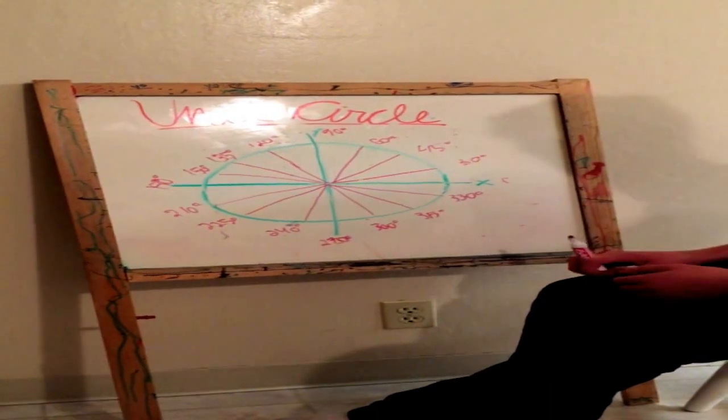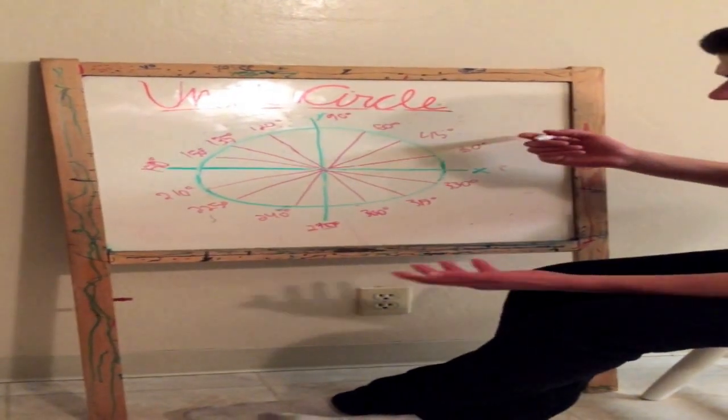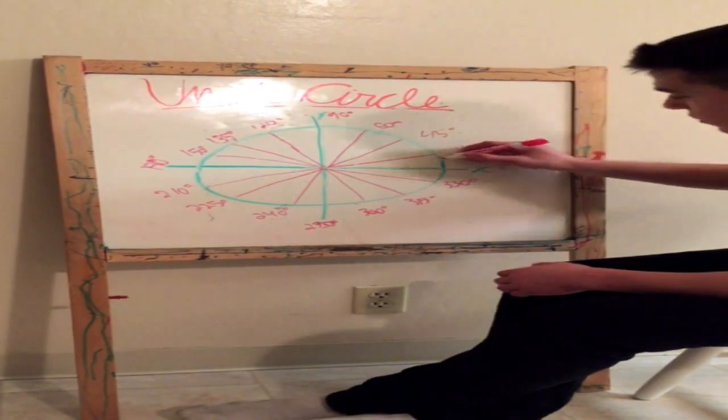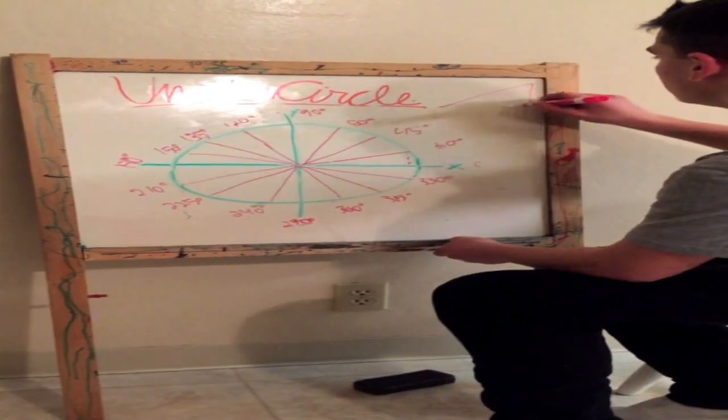So now to find the coordinates, the trick is basically to make triangles, and you memorize 30, 60, 90 triangles. So this would be a 30, 60, 90 triangle. I'll draw a big version up here.